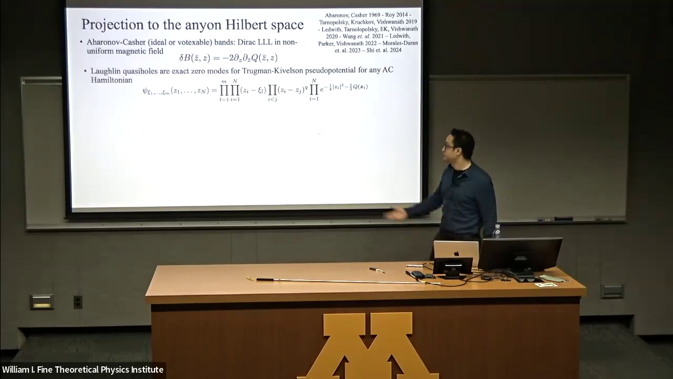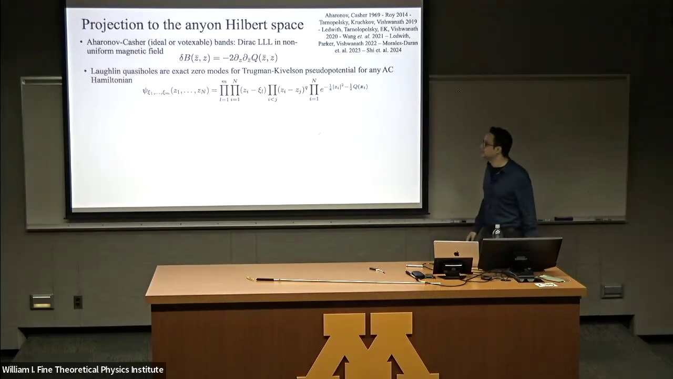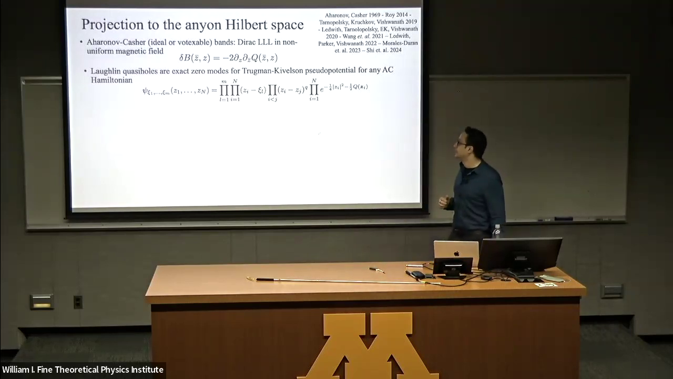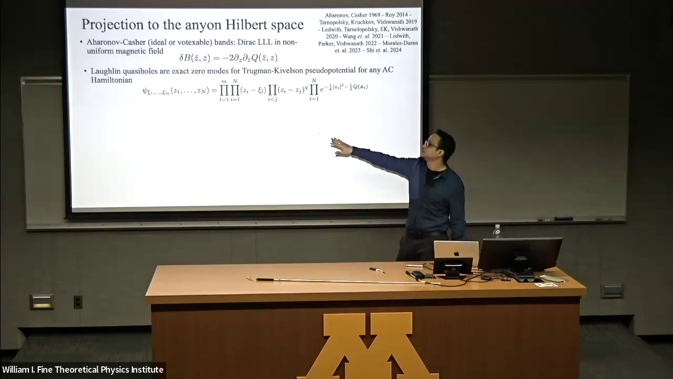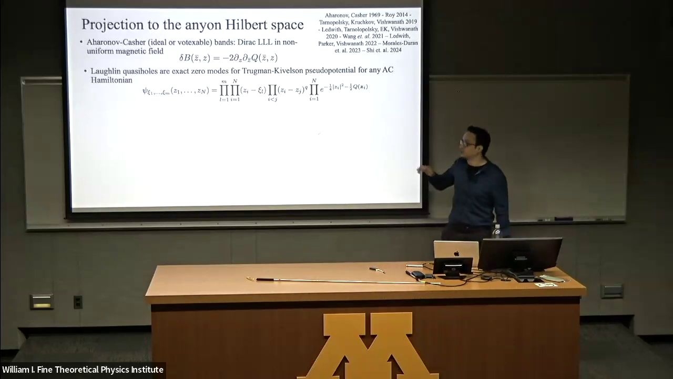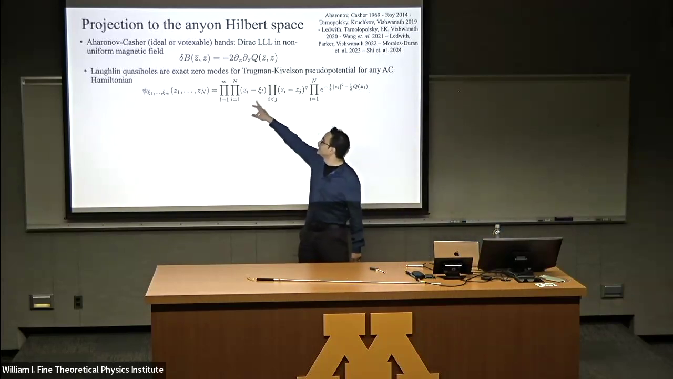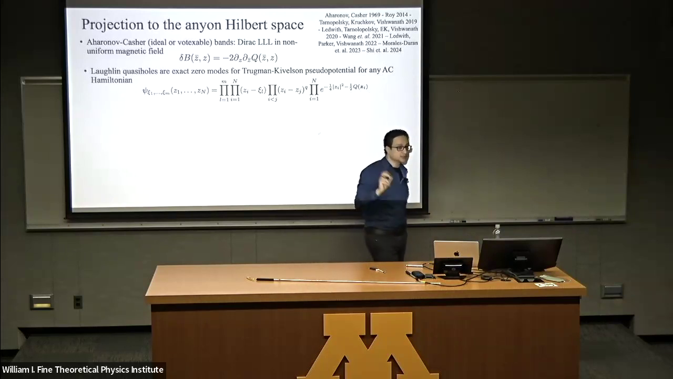Now, the nice thing about this, which was also mentioned by Inti, is that if we are thinking of a Laughlin state and doping some quasi-holes, then there are specific interactions, these Trugman-Kivelson interactions, which are essentially truncated expansions of short-range interactions, for which we can write an exact wave function for any number of quasi-holes. So these z_i's are the quasi-hole coordinates, and here these z_i's are complex.